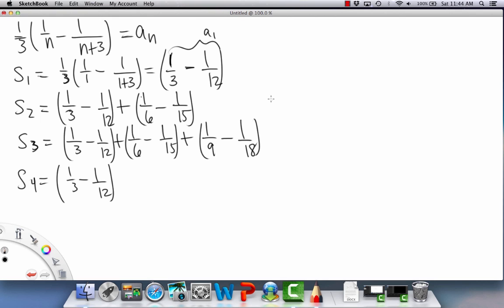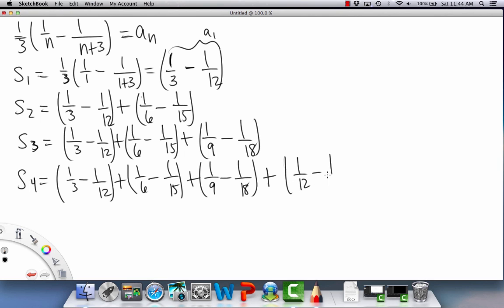As I said, a telescoping series is constructed so that some of the terms cancel out, but as of now, I don't really see any cancellations. So at this point, we just need some patience. It's because of the 3 here, the n plus 3, that canceled terms will only occur every 3 terms, I believe. So then the fourth term, a sub 4, is 1 over 12 minus 1 over 21.